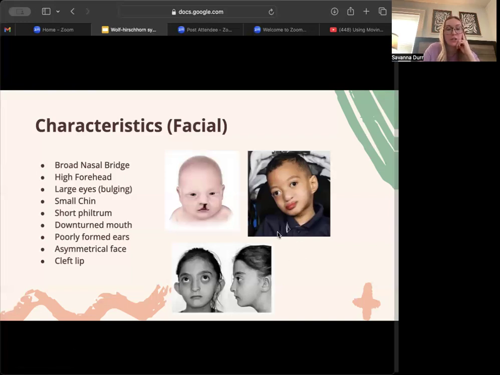In this bottom photo, we see a little girl. The ears on the sides are different heights. One is higher than the other, which can be related to asymmetrical face or poorly formed ears. One side of her face also seems to be drooping a little bit, which is also asymmetrical face. She also has bulging eyes. It is hard to tell from the side view, but you can generally see it from the front. She also has a downturned mouth, which can generally just look like she's frowning more than she is smiling.